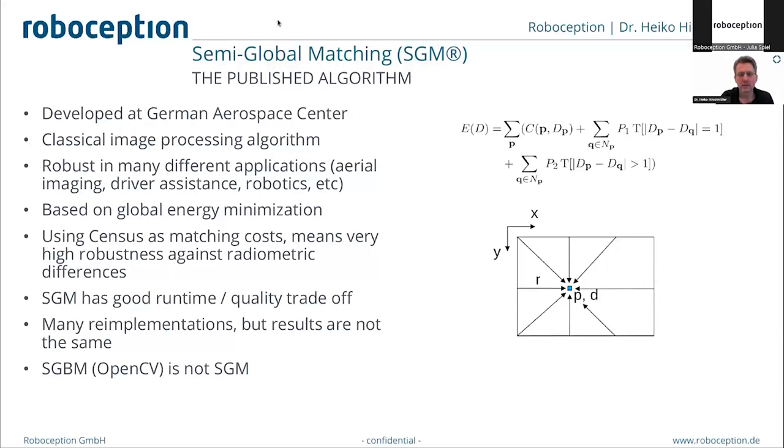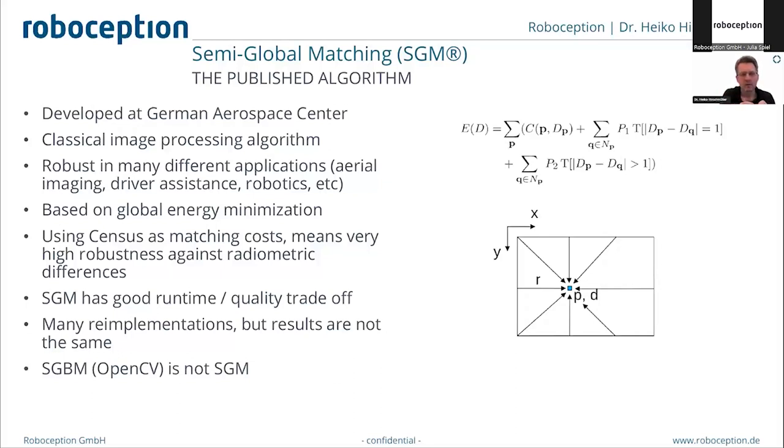So that means it cannot be realistically solved. You cannot realistically find the minimum of that function. What SGM does is it finds a very, very good approximation by computing that function along one-dimensional paths in the image. So in SGM, as you've seen, as it's shown here in this image, we are going along one-dimensional paths in eight directions towards each pixel, computing this function, and then summarizing it, searching the minimum, and so on.